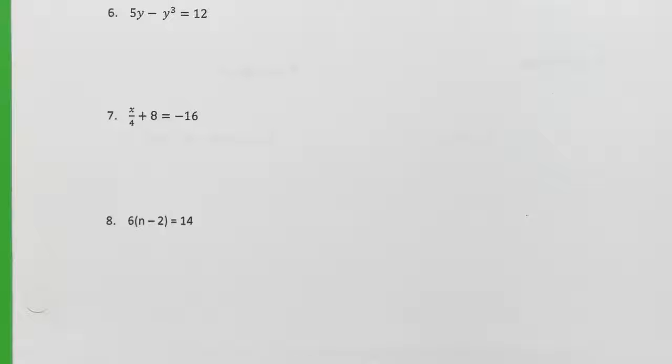Negative 8 minus 8 is negative 16. Negative 8 minus 8 is not 0. So you don't cancel out. Do the opposite. So what's the opposite?